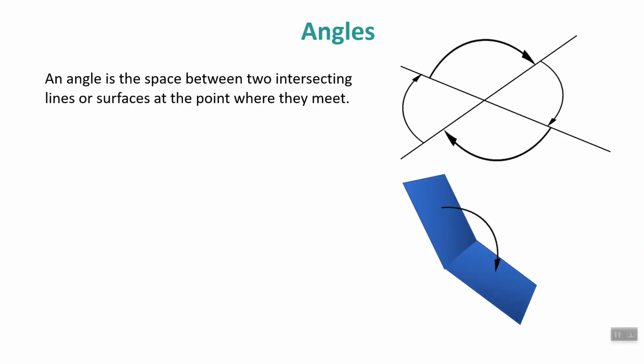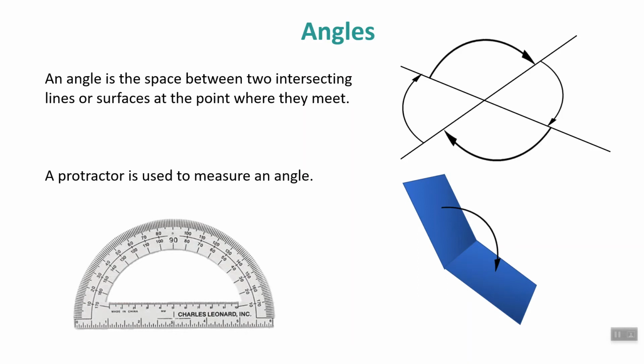Okay, so these angles can be measured using a geometrical instrument which is called a protractor. Okay, this is a protractor. Okay, you have one in your compass box.